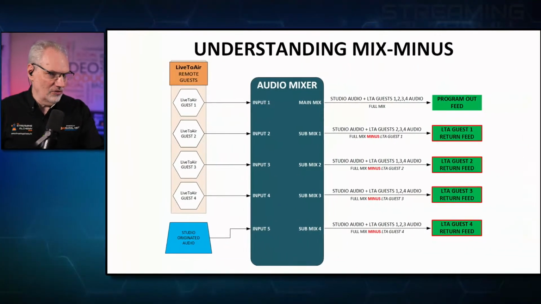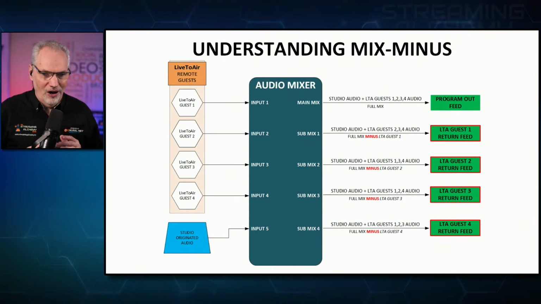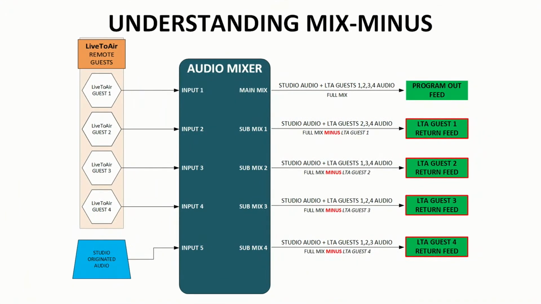So I put together this diagram here of understanding what we have in mix minus. If you look on the left-hand side of this diagram, you have our 4 guests that are coming in. And for argument's sake, we're sending them into inputs 1 to 4 of our studio mixer. Then on input 5, we have the studio originated audio. This would be something like the microphone of the host. And this could be a very simple case.